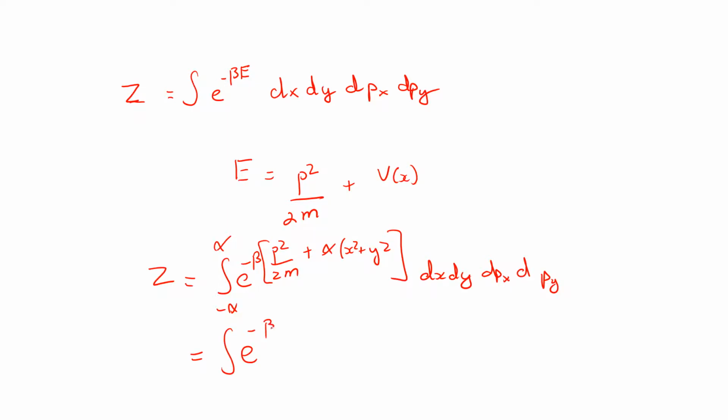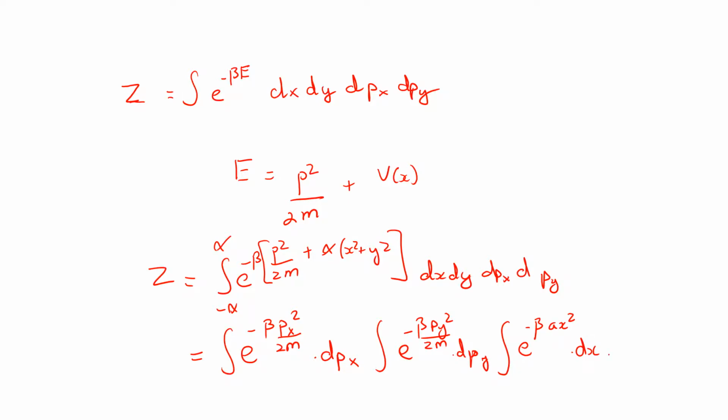So e to the power minus beta px square by 2m, only the x component of the momentum, integrated with respect to the x component of momentum, and e to the power minus beta py square by 2m, the y component integrated with respect to the y component. Then we have the position, so integration with respect to x, and then integration with respect to y. We use some standard integrals to evaluate this.